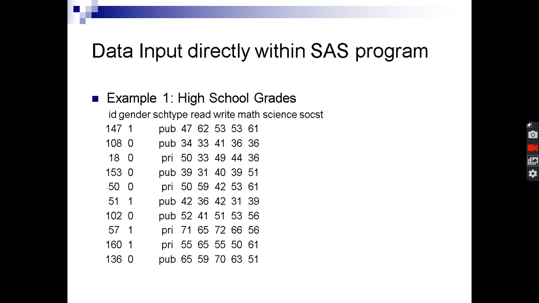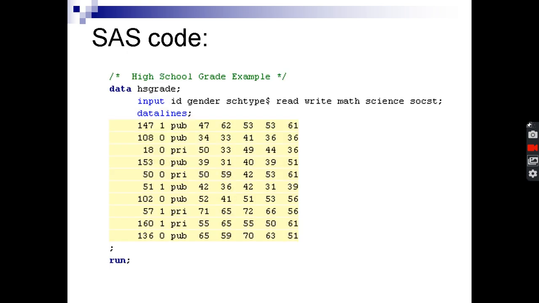So let's look at this first example. We have the grades in the high school. We have ID, gender, school type, reading, writing, mathematics, science, and social course. And the SAS code is, we first write the data step.